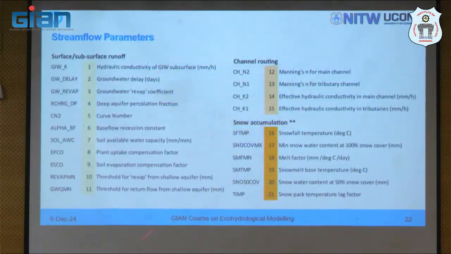These are the parameters. These are your streamflow parameters for surface and subsurface, channel routing, and snow accumulation. In a snow-fed catchment, you need to consider snow accumulation and snow parameters. In most of the Indian catchments, except for the northern part, you will not have snow, at least in the peninsular catchments. You don't need to consider them. But these are some of the streamflow parameters that they considered. They also did the sensitivity analysis to find out which parameters were sensitive. So this was for the M1 case.